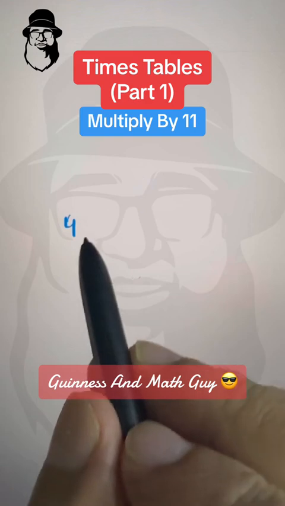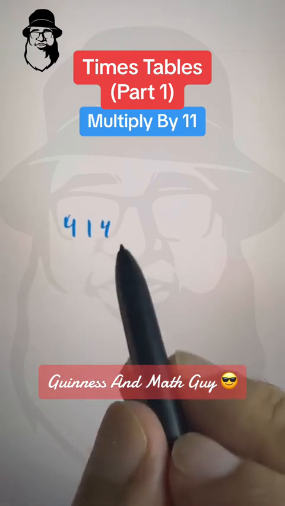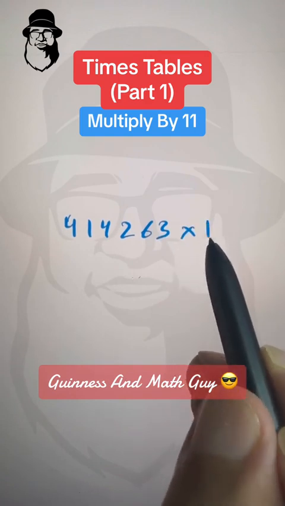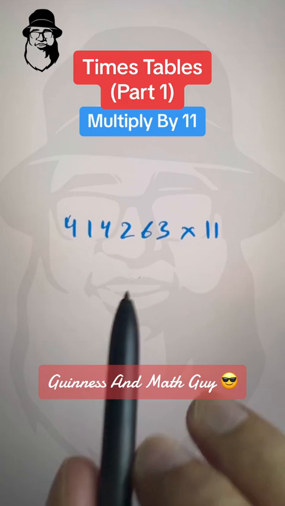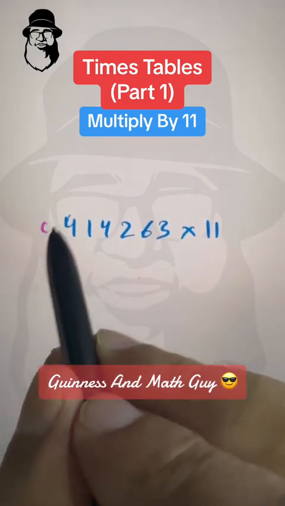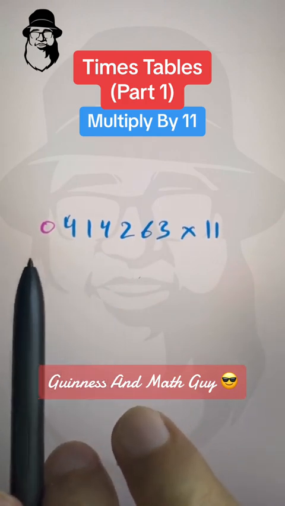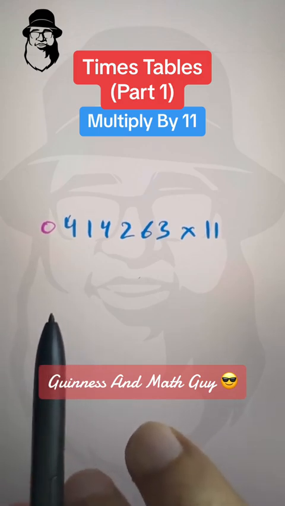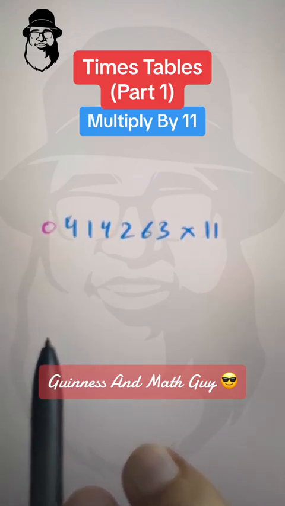So 4, 1, 4, 2, 6, 3 times 11. Do it yourself, pause the video, and then we'll do it together. And let me put 0 here. You can consider putting 0 here, or you can just think in your mind that there is 0 here to carry out the multiplication.